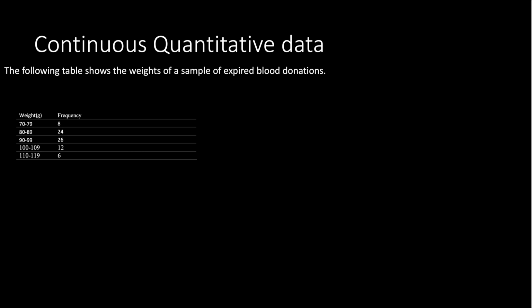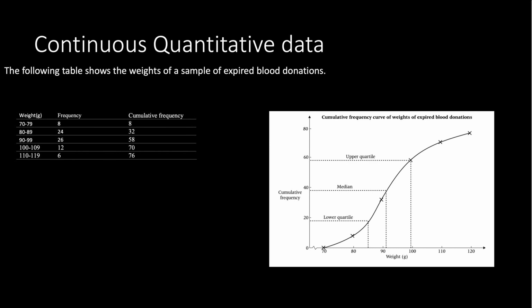So here is an example dataset which presents the weights of a sample of expired blood donations. The first thing we would do with this data is calculate cumulative frequencies, and then we would draw a basic graph. In this graph, you can see the cumulative curve. Additionally, I have also marked the median, the lower and upper quartiles.